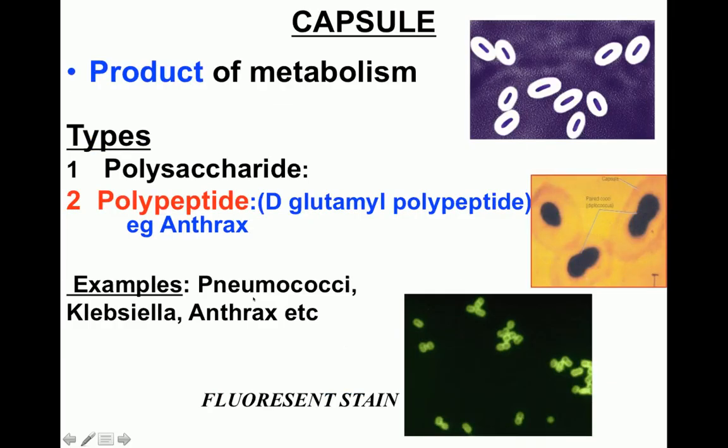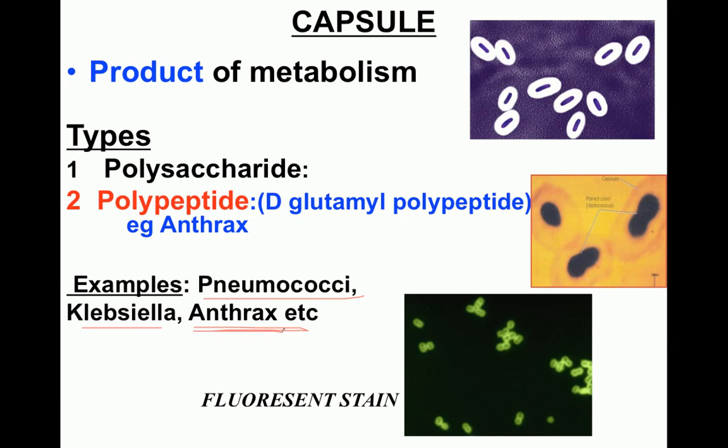Next is the capsule, which is the outermost covering of some bacteria. Not all organisms produce a capsule, but there are certain organisms responsible for capsule production, like Strep pneumoniae and Klebsiella pneumoniae, two organisms responsible for pneumonia. Both pneumococci and Klebsiella are organisms responsible for pneumonia in human beings. And then there is another bacteria known as Bacillus anthracis, responsible for anthrax.